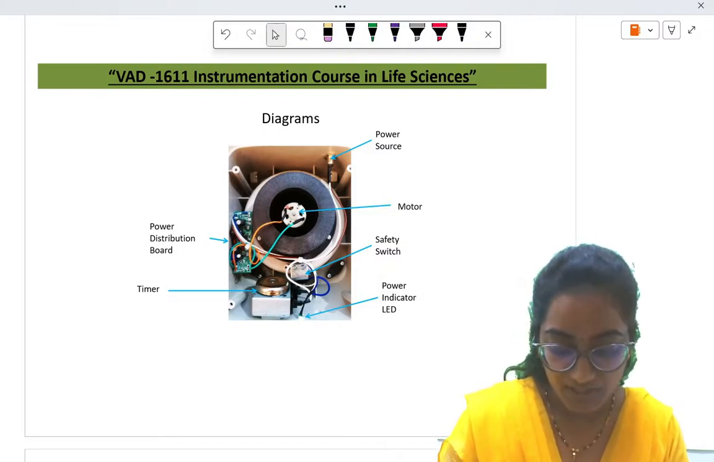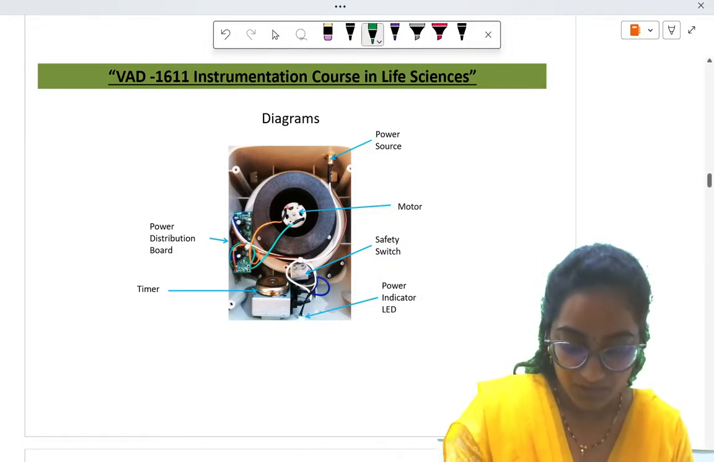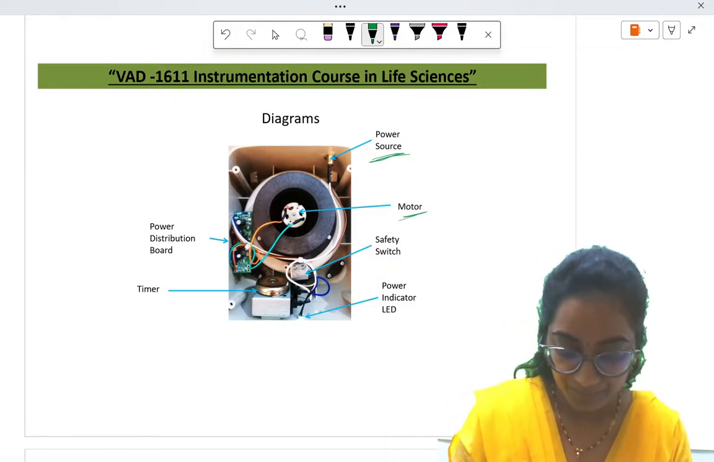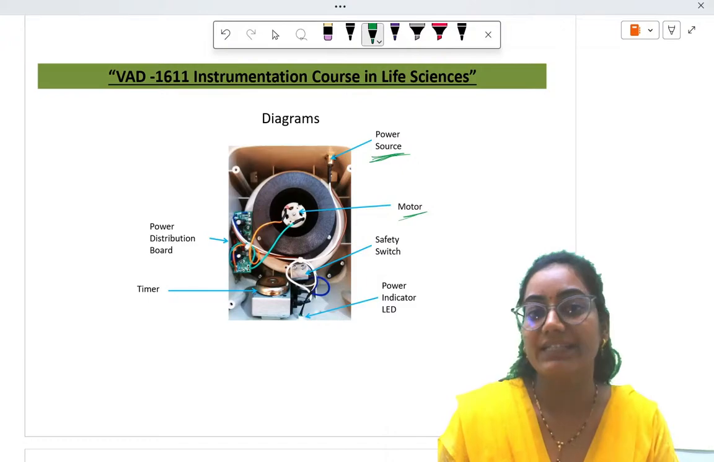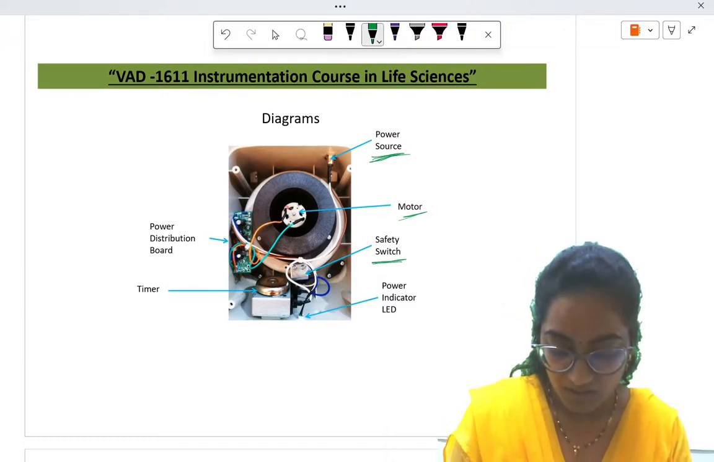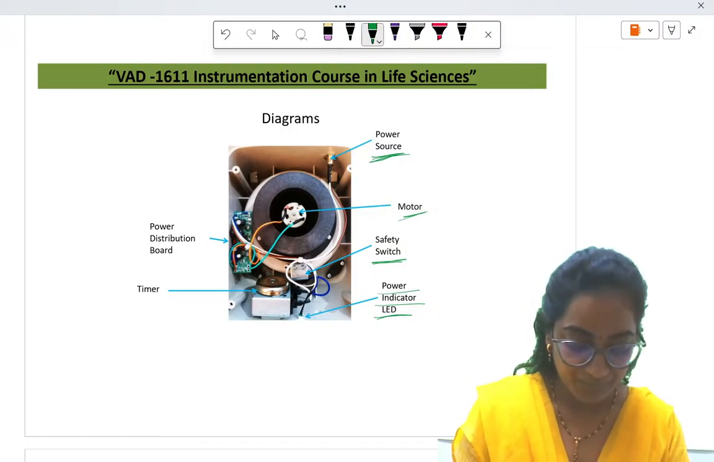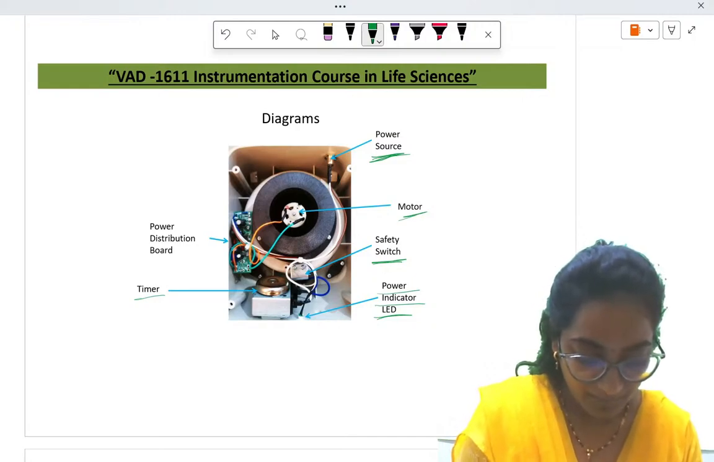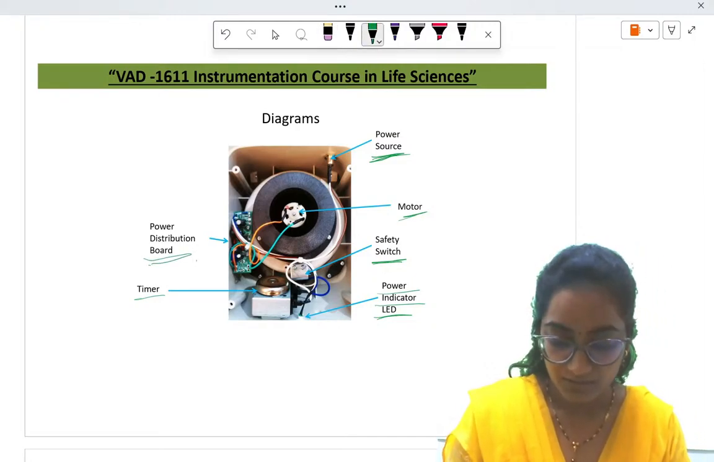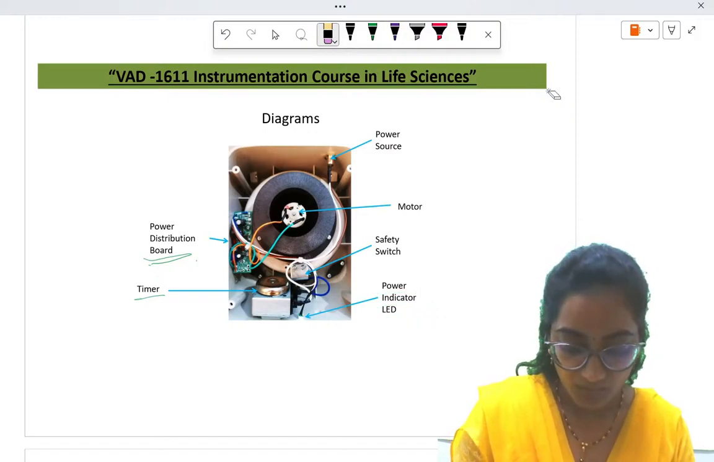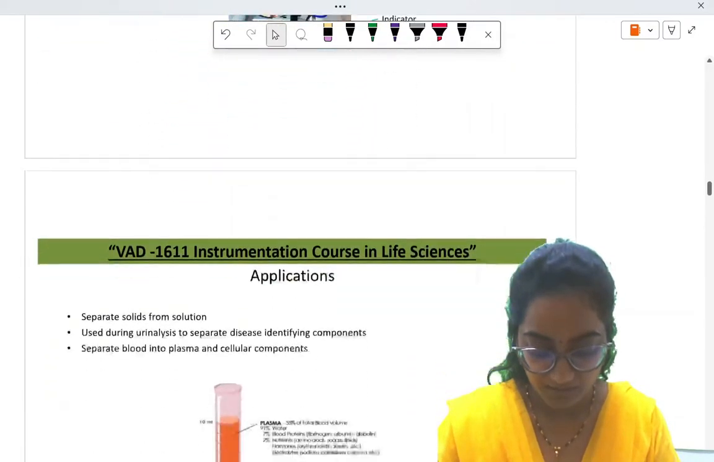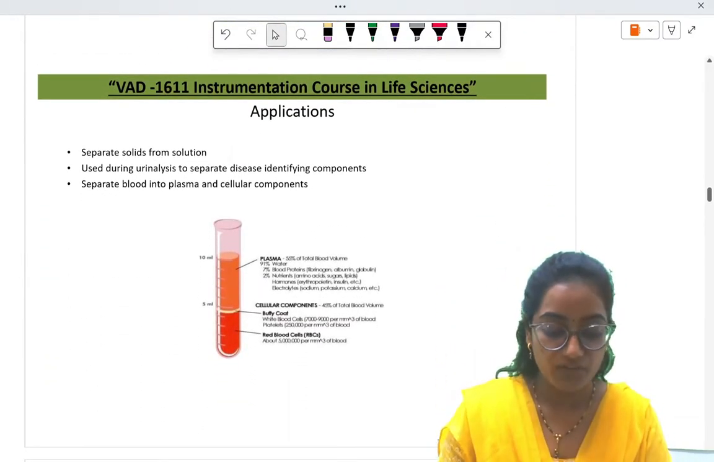The diagram of the centrifuge shows the power source for the electric current supply, and the motor used for the rotation of the centrifuge. It also shows the safety switch, the power indication lead, the timer for indicating the timing of the centrifugation process, and the power distribution board. These are all parts of the centrifugation instrument.